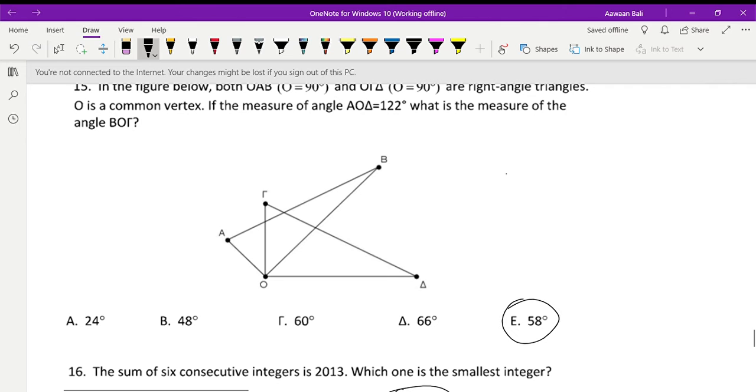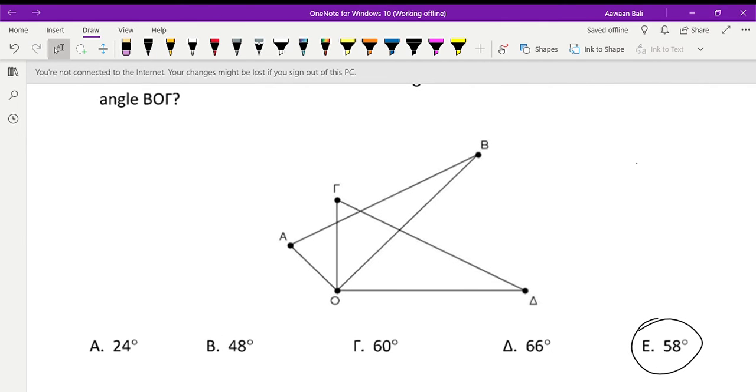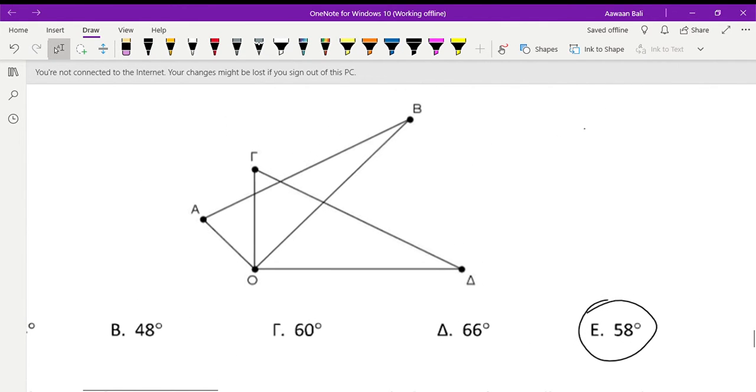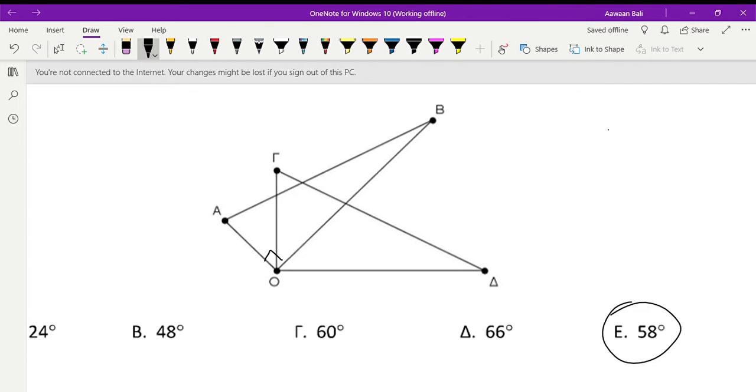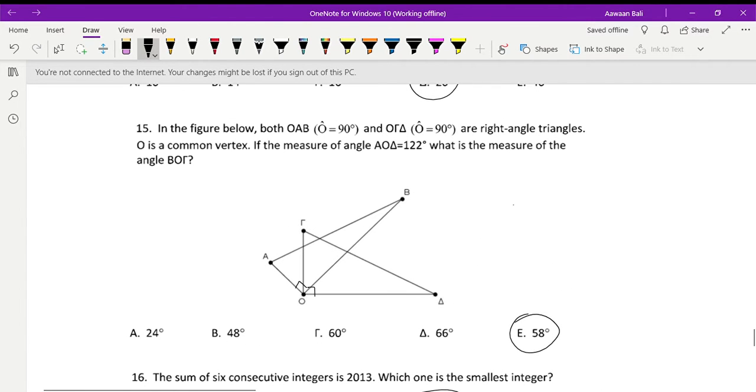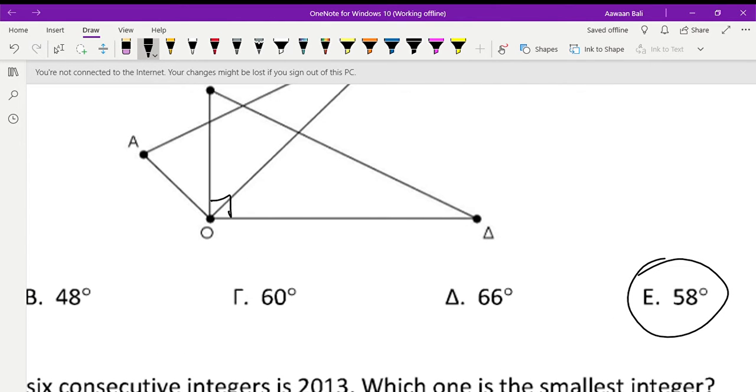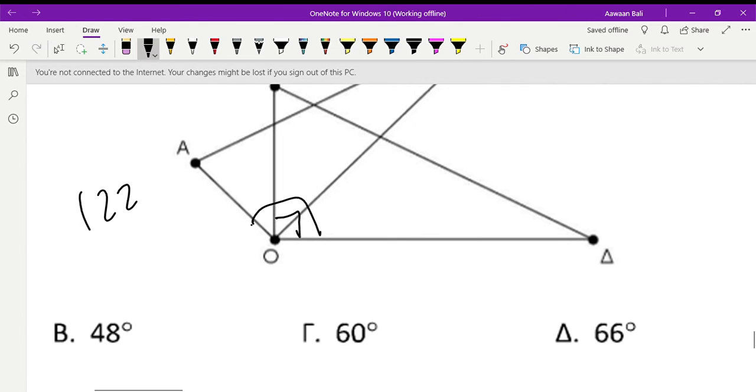We've done this question before, so here's a quick recap. Both of these right angle triangles are equal to 90 degrees, and this whole angle here is 122. It's asking what this angle is. First, since we know this is 90 and this whole angle is 122, we can just do 122 minus 90, which is 32. So the answer to this here is 32.